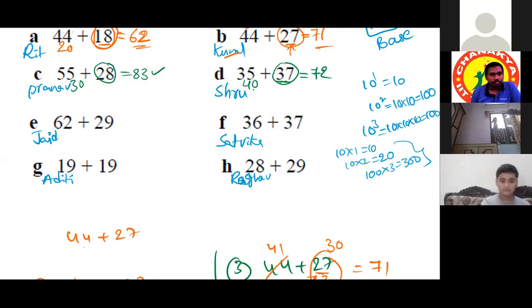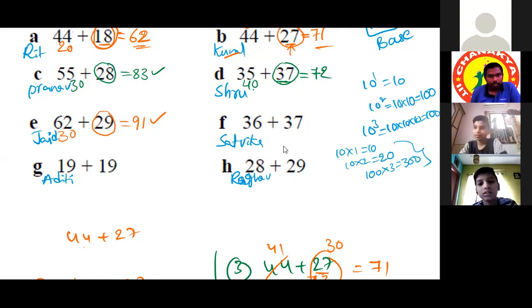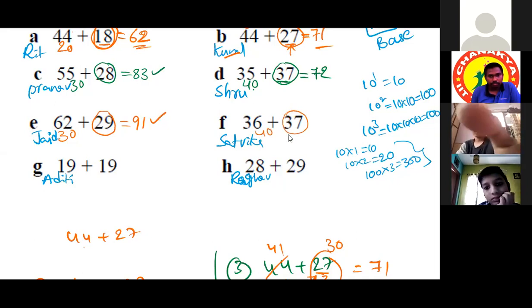Then Jaydeep. Sir, instead of adding 29, we can add 62 plus 30, which is equal to 92. And as we added 1 extra, we should subtract 1 from 92. That is equal to 91. Excellent. Satvika. Yes, sir. Proceed. So we need to add 3 to 37, so it will become 40. 40 plus 36 is 76. Now we will remove 3, so it will become 73, sir. Yes, correct, 73.